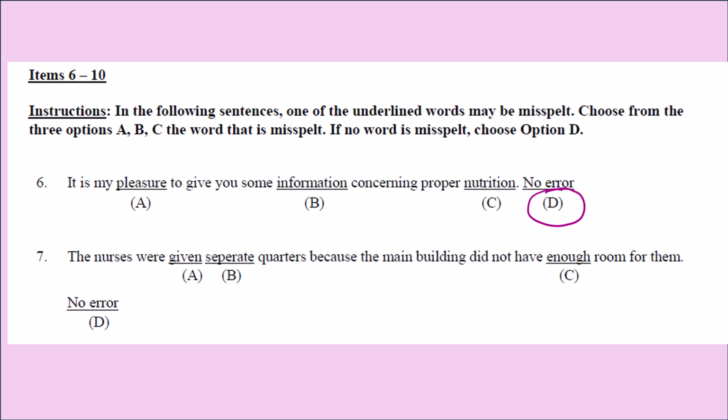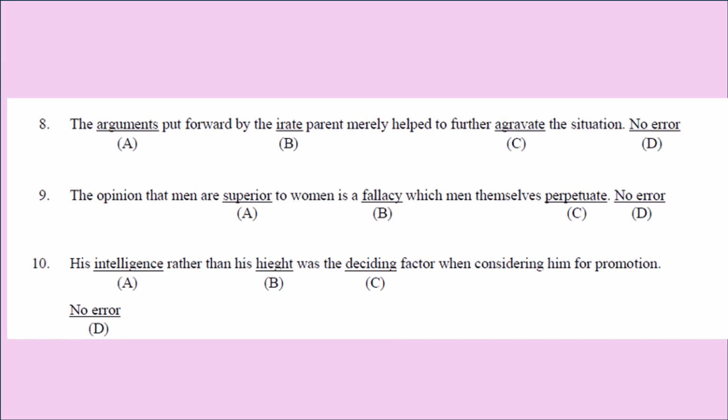is D. Number 7, we have given, we have separate, and we have enough. And the word that is incorrectly spelled is separate. The correct spelling of that is separate. Number 8, the words are arguments, irate, and aggravate. And the incorrectly spelled word is aggravate. We need a double G, A-G-G-R-A-V-A-T-E. Number 9, superior, fallacy, and perpetuate.